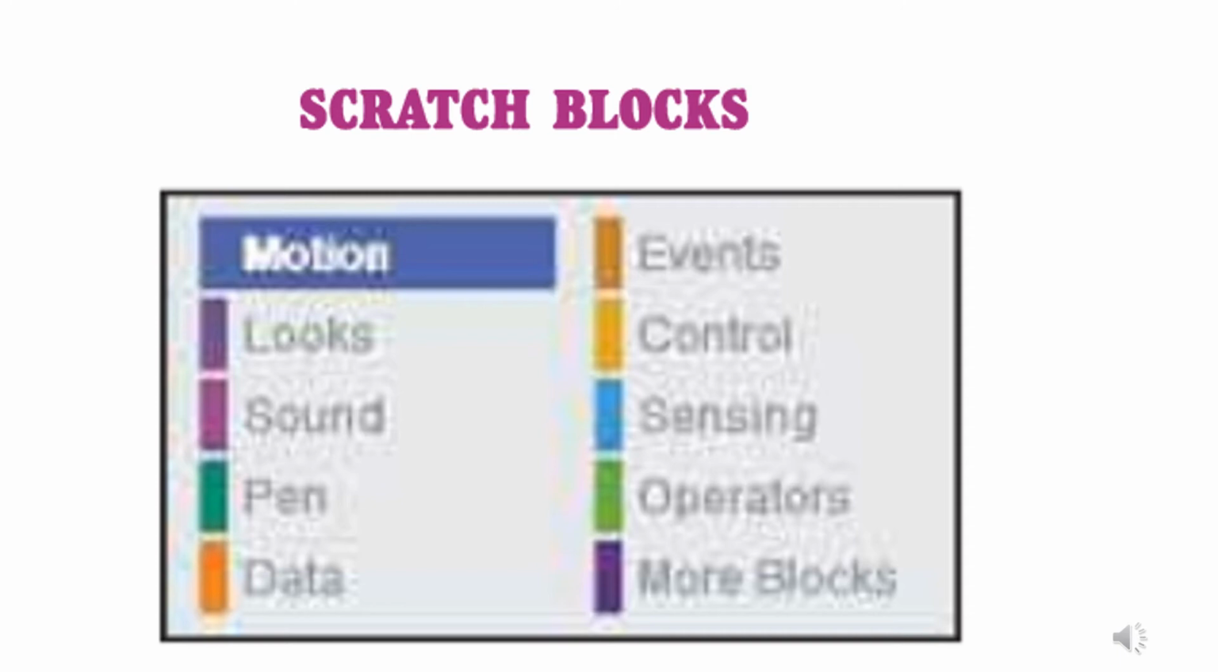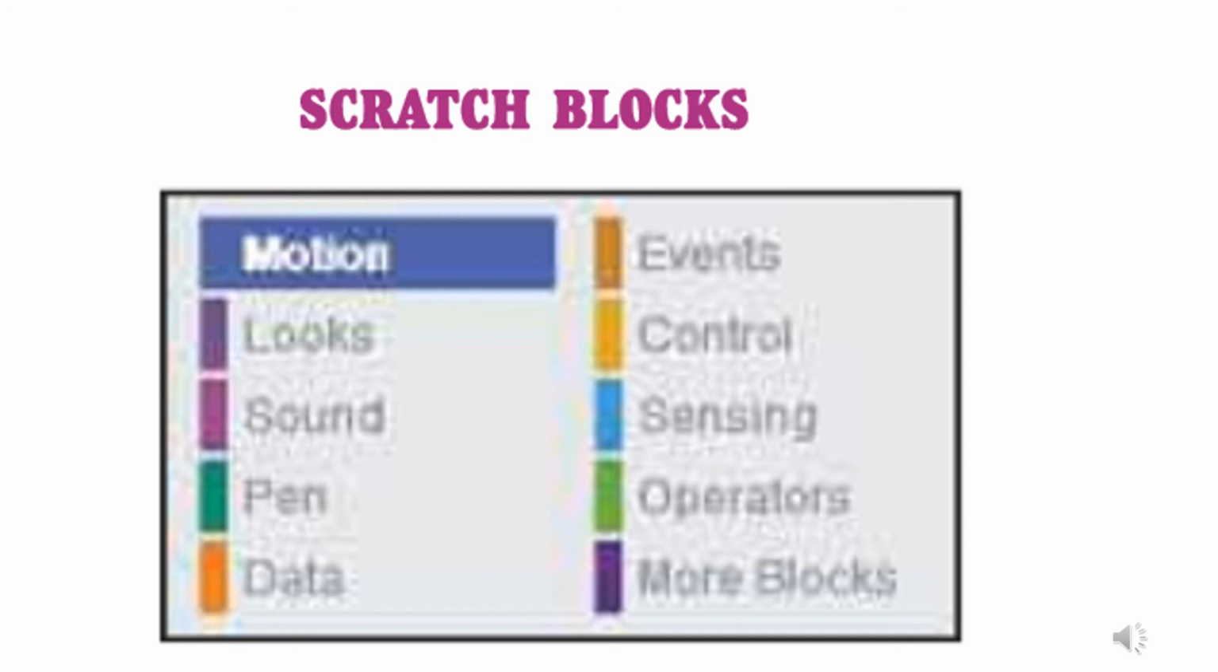Next we have the Pen block. The Pen block is used to draw something, or you can write something, or you can increase or decrease the size or color of your pen. Next is Data. Data includes subcategories like variables and lists. Both are related to storing and accessing data, which you will learn afterwards.